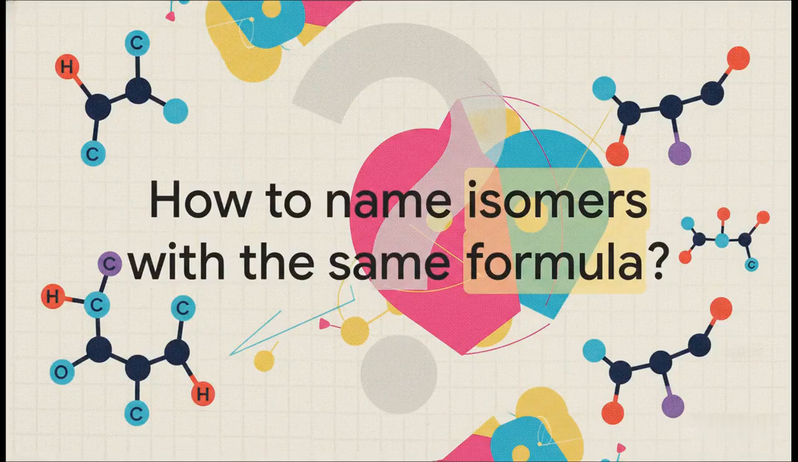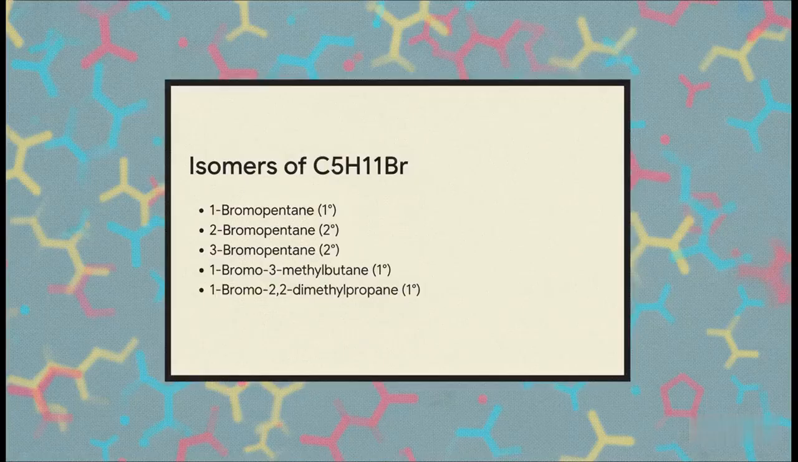Which brings us to a really fun puzzle. What exactly do you do when you've got the exact same number of carbons, hydrogens, and halogens, but they're wired together in completely different ways? How do we clearly tell them apart? Well, that is exactly where precise nomenclature flexes its muscles. Let's look at the formula C5H11Br. Believe it or not, there are 8 distinct structural isomers for this one single formula. Without a strict naming system, it would be total chaos trying to communicate about them.